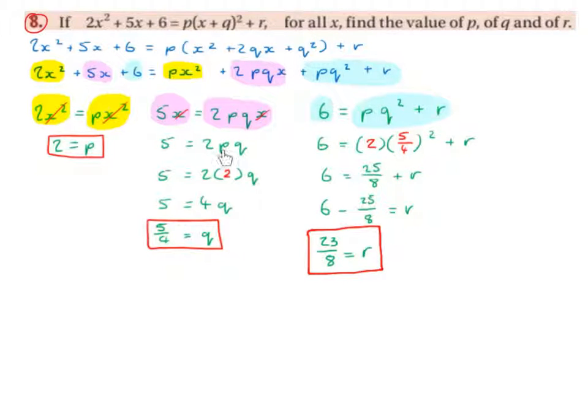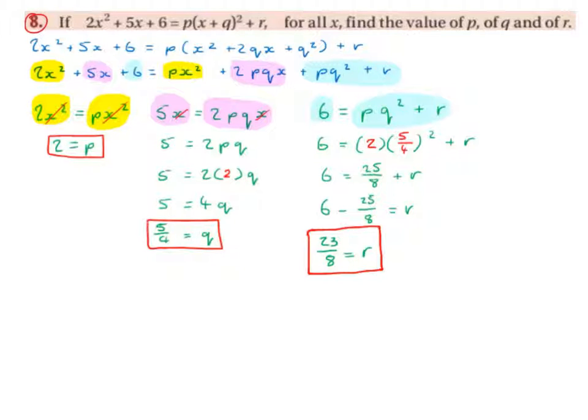So we're going to swap the p for 2 with brackets around it. 2 by 2 is 4. So we get 5 equals 4q. And then divide across by 4 to get the q on its own. So 5 over 4 is equal to q.